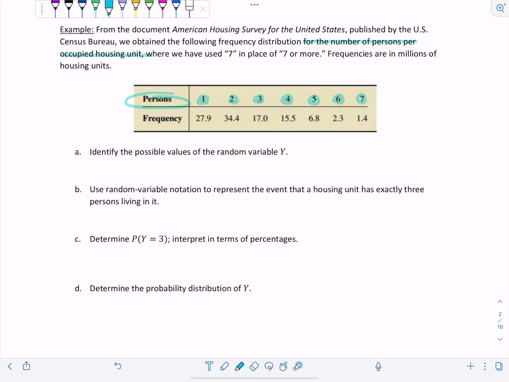So for part A, we just have to identify them. Well, here in this frequency distribution, I see the values 1 through 7. 1, 2, 3, 4, 5, 6, 7.